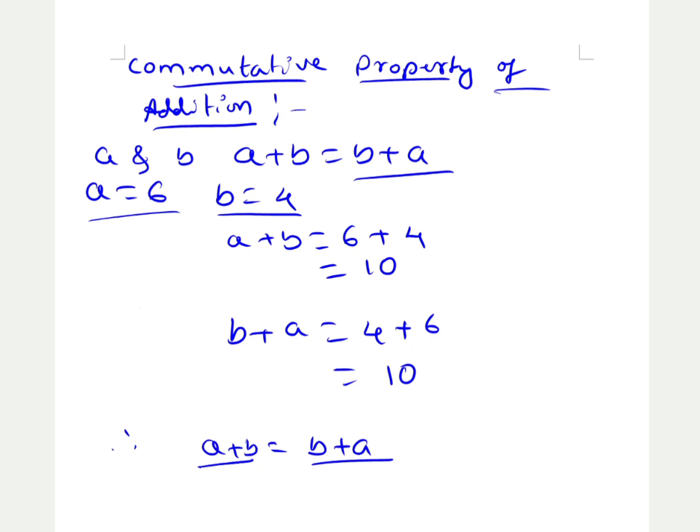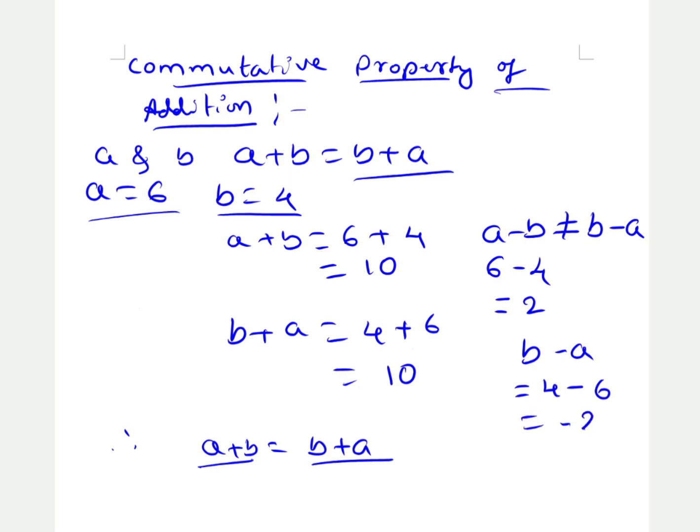For example, a minus b is not equal to b minus a, because here a is equal to 6 and b is equal to 4. 6 minus 4 is equal to 2. But b minus a means 4 minus 6, which is equal to minus 2. Here 2 is not equal to minus 2. Therefore, the commutative property does not include subtraction.